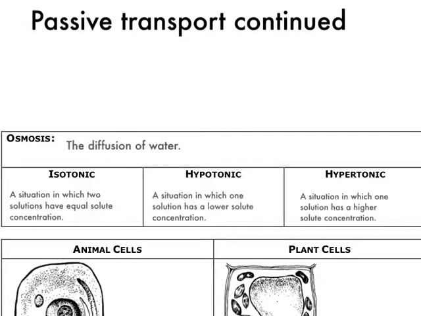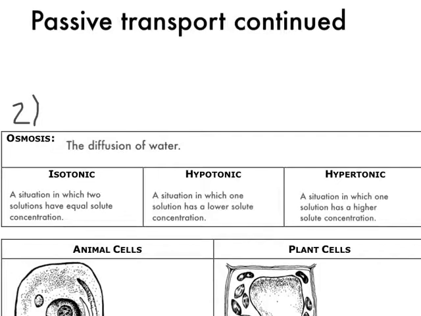The second type of passive transport, so number two, is osmosis. And osmosis is simply defined as the diffusion of water. More specifically, it's the diffusion of water across a cell membrane, or a selectively permeable membrane. It doesn't have to be a living thing.